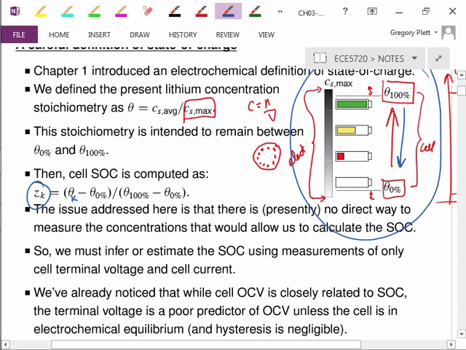And that even works for the positive electrode, when theta_100% is less than theta_0%. You're just going to find that this here is always negative and this here is always negative, in which case I end up with a positive result. So it all works out.